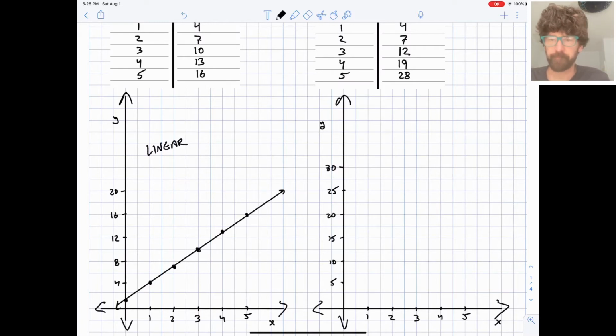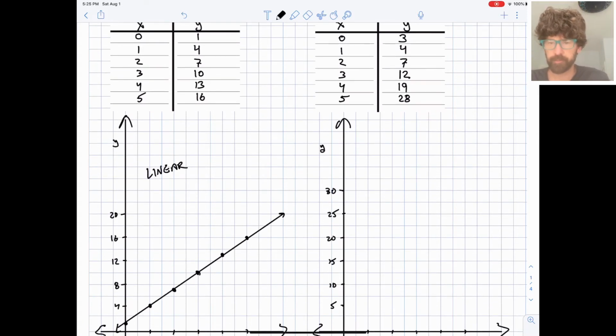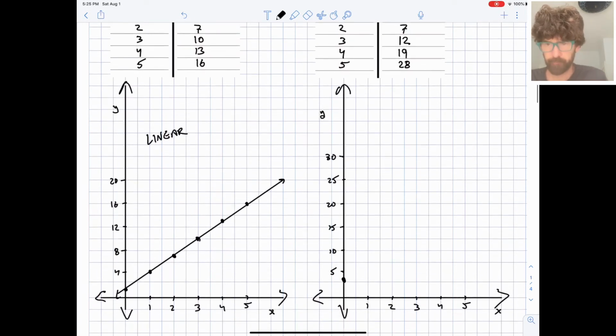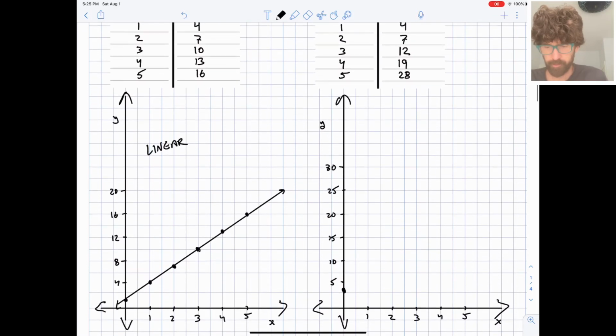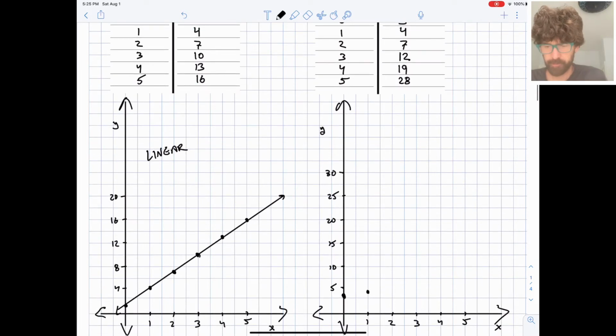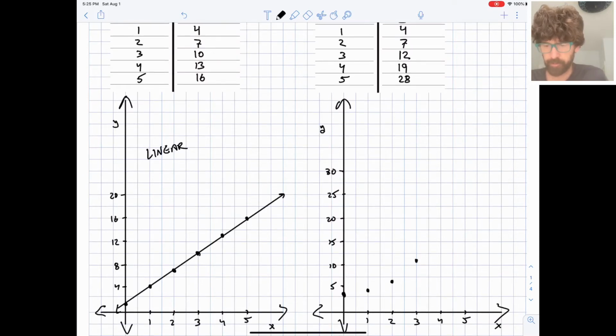Let's try the next one. And let's contrast it and see what we get. So we have an over 0 up 3, about there, over 1 up 4, so a little bit higher, over 2 up 7, over 3 up 12. Do you see how we're starting to track higher here? So each time we go over 1, it seems like we're going up by more. So this is looking nonlinear to me. Over 5 up 28. Yeah, it definitely looks nonlinear to me.